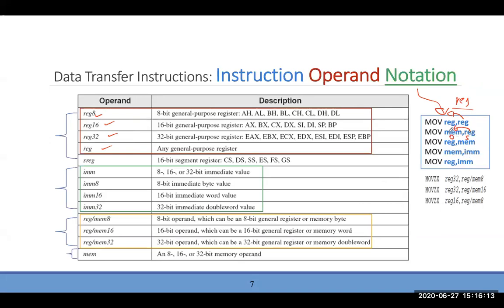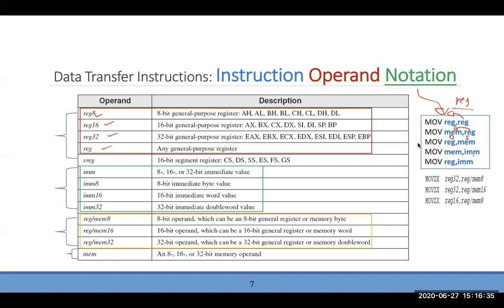So we can move from register to memory, or from memory to register, or we can move immediate to memory, or we can move immediate to register. There is no immediate to immediate, and there is no memory to memory. So you need to know that move cannot handle memory to memory. Is that clear, guys?